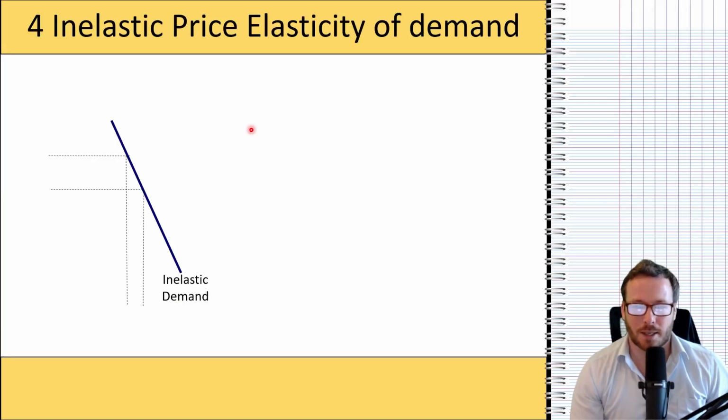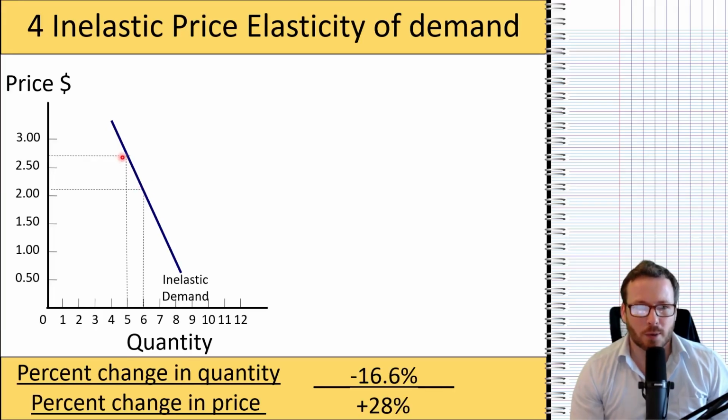Inelastic price of demand. So basically it's showing if I increase a price by 28%, I'm going to lose 16% of my customers. Is that good for me as a business or bad for me as a business? Actually, it's pretty good for me as a business, right? Because this box, as we're going to learn later, is our revenue. And my revenue has shot up. That's because I'm not losing many customers for a massive increase in price.